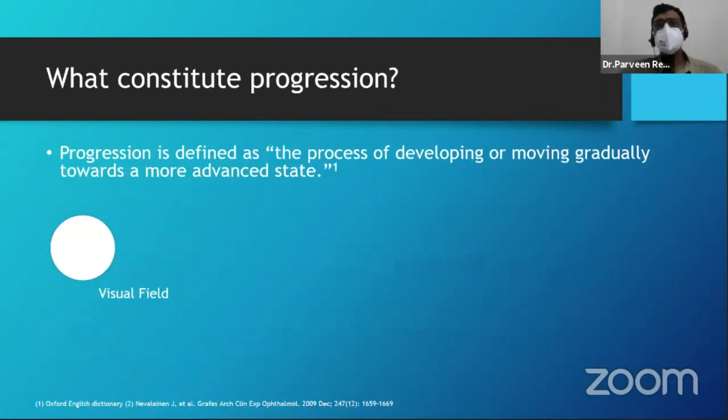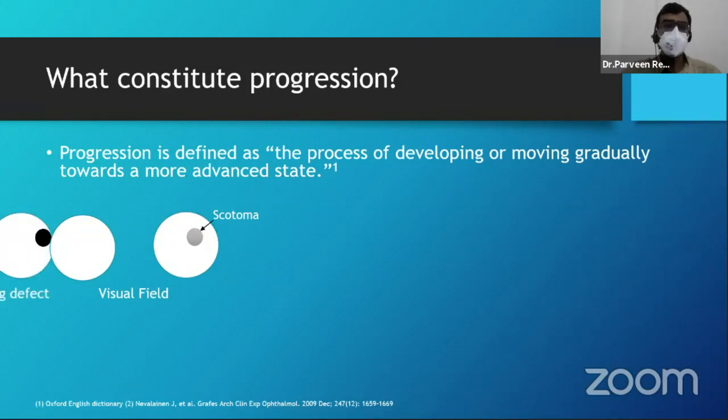So what exactly constitutes progression? If we go by a dictionary definition, it is the process of developing or moving gradually towards a more advanced state for anything. So that applies to visual fields also. If we consider this white area as a visual field, and any new depression is coming in any place where we are losing sensitivity, that is known as a scotoma. Any such new appearance is called a scotoma.